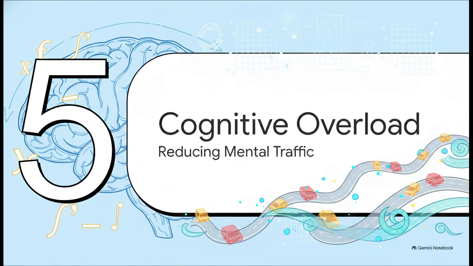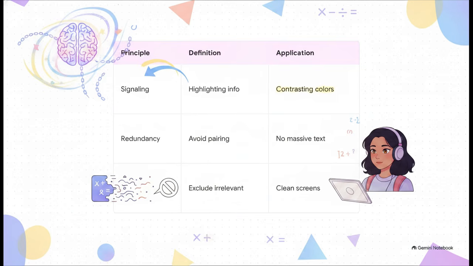Let's shift gears a bit. Section 5, Reducing Cognitive Overload. By applying Richard Mayer's cognitive theory of multimedia learning, we can literally design our math materials to completely bypass cognitive overload. Let's break down 3 quick principles.